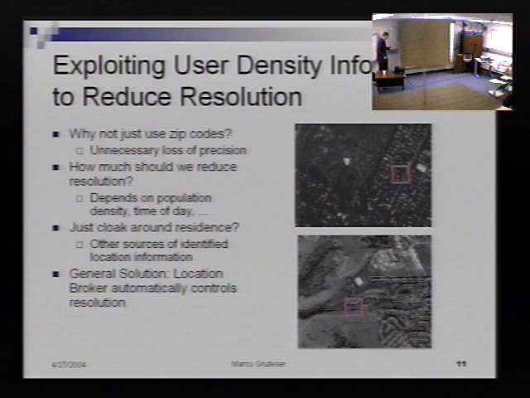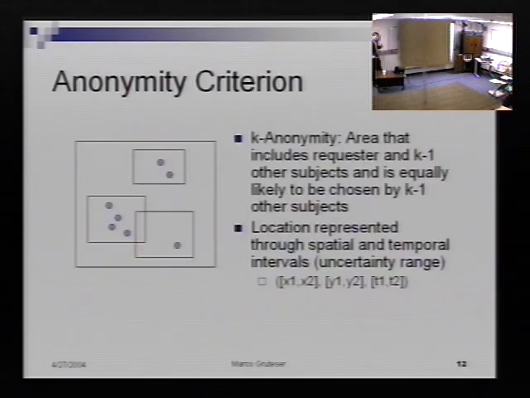So what we are proposing is to build a general solution that adaptively controls the resolution of queries, or the resolution of the location information that is revealed to the external service provider, and do so based on the user density information in a certain area. Now, to find the optimal resolution that provides the best quality of service but maintains privacy, we have to define what privacy means.